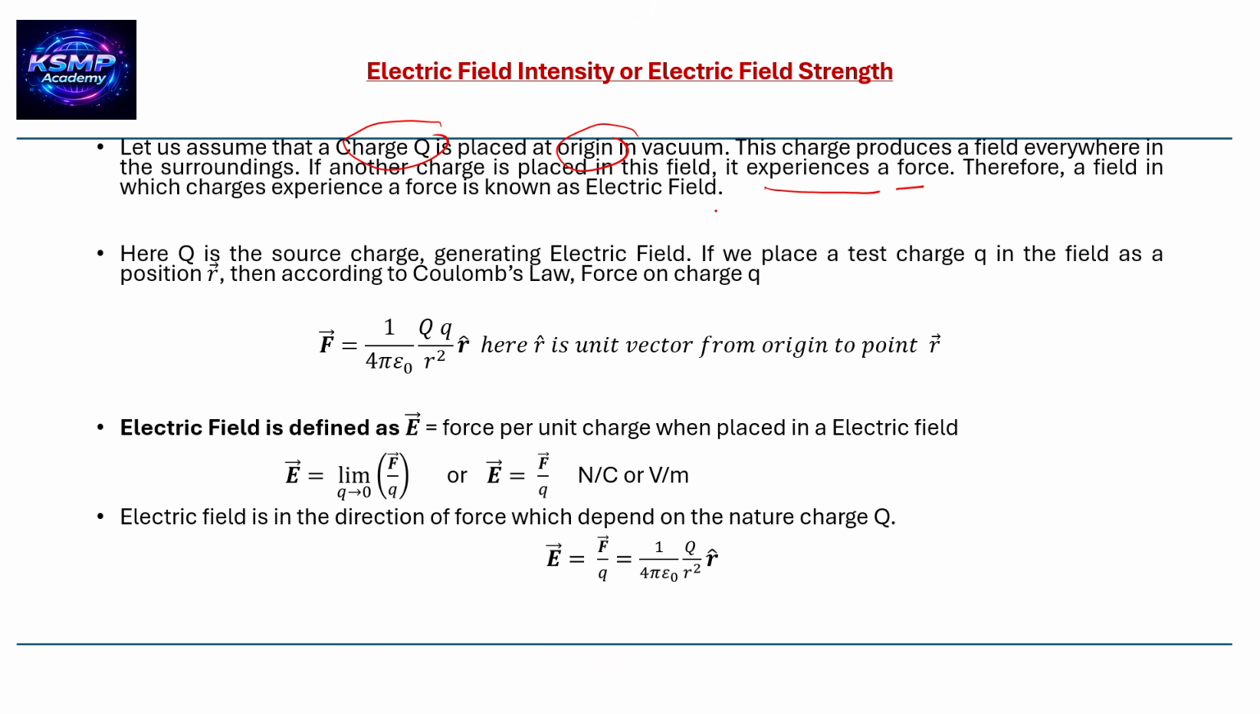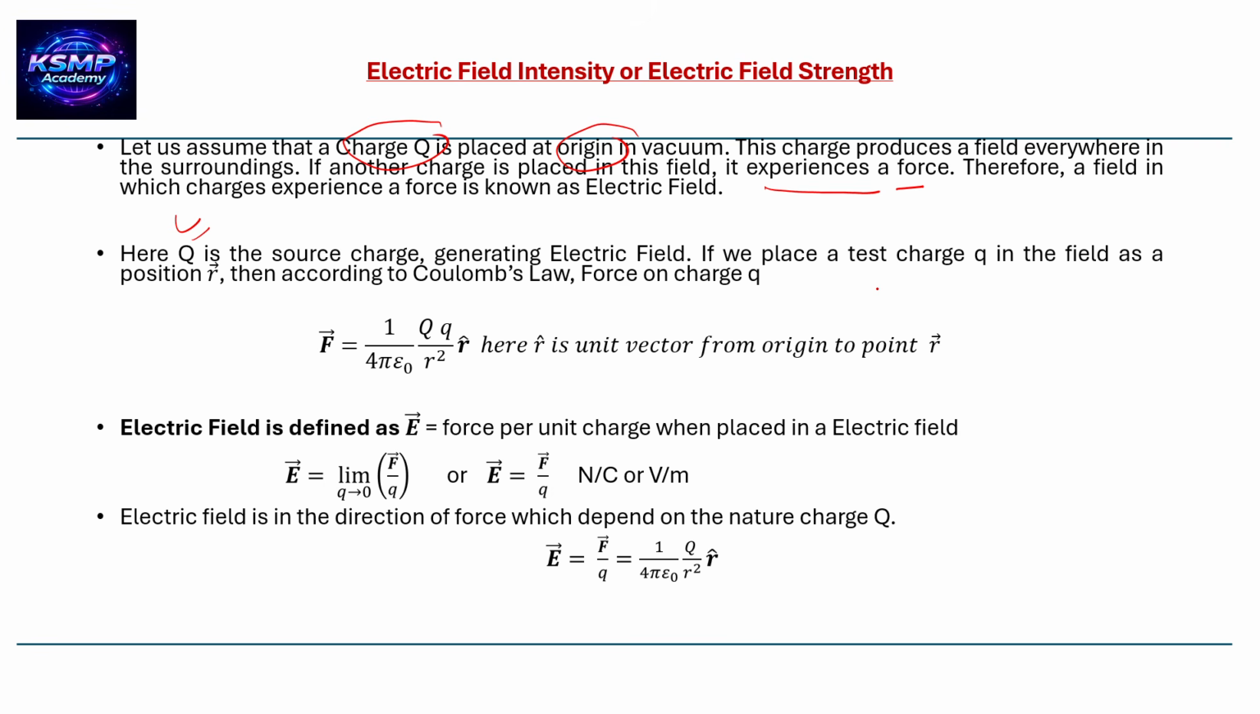So a field is what? A field is an area or a surrounding around a source charge, where if we put another charge, then it will experience a force. So here Q is what? Q is known as the source charge, due to which the electric field has been generated. So Q is the charge which is generating the electric field.